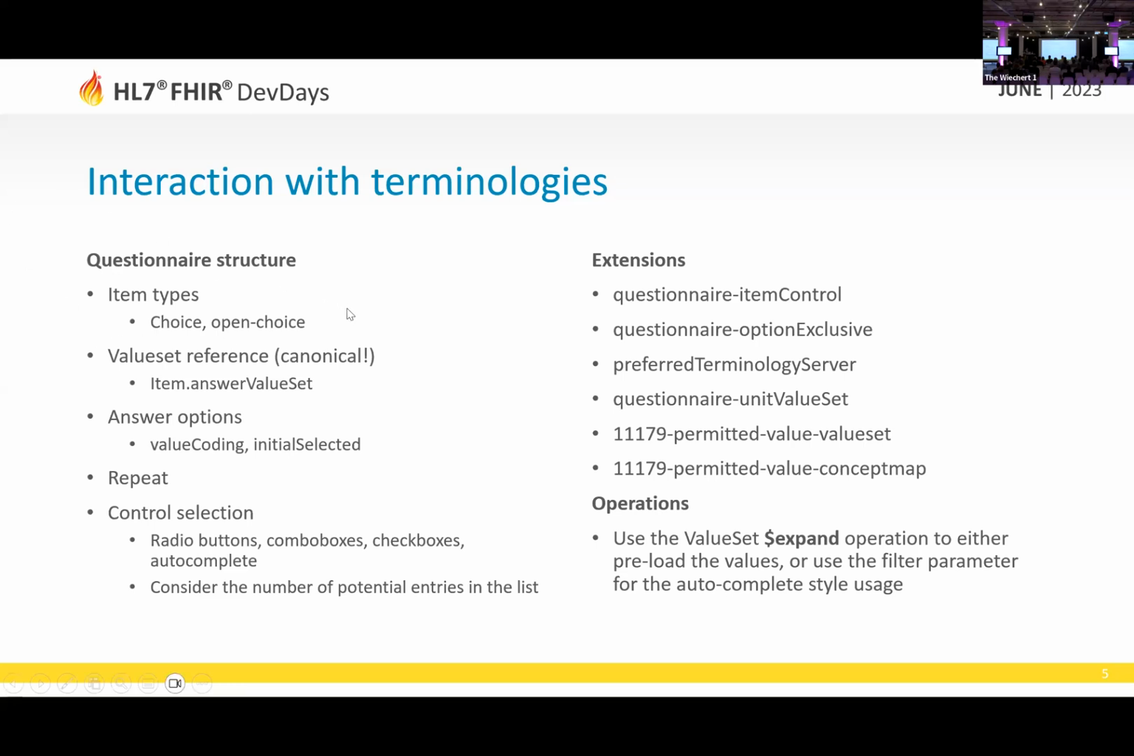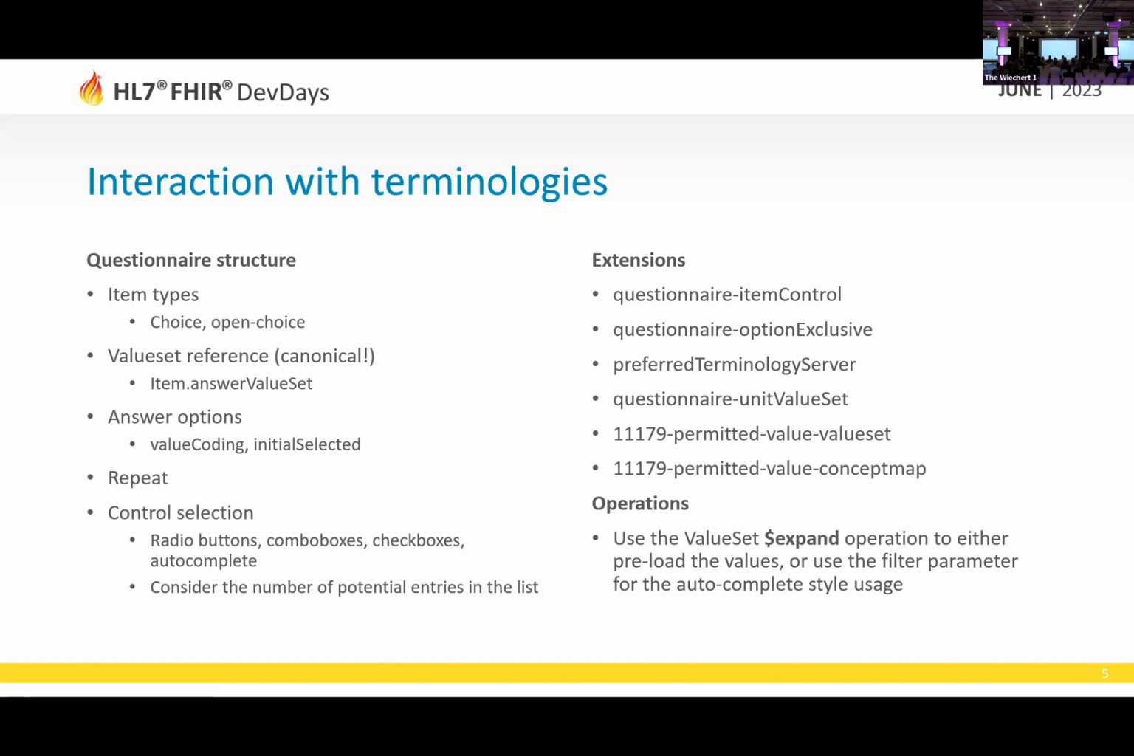So we've got choice and open choice. The difference between them is open choice. You can then not only pick from a list, but you can also just answer in free text. So if you have something that you need to look up, or it can be flexible, you don't have to pick, that's a great option. They're referenced into a value set using the canonical.